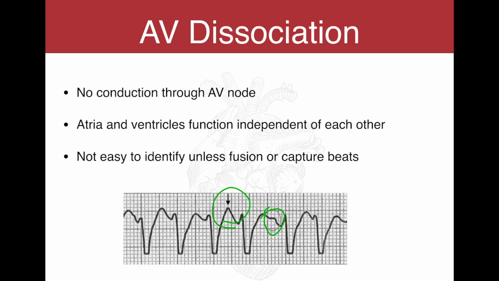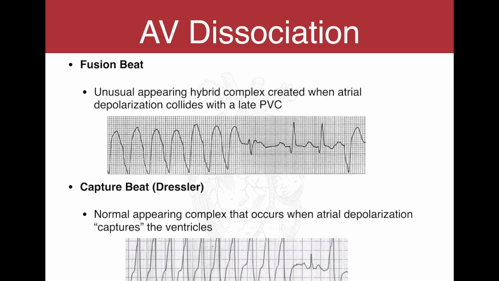I don't necessarily expect you to find these things, but if you can find and identify them, it can help you with your diagnosis of ventricular tachycardia. Now, there are a couple of signs of AV dissociation that I do expect you to be able to identify, because I think they're quite a bit easier. One of those is called a fusion beat.